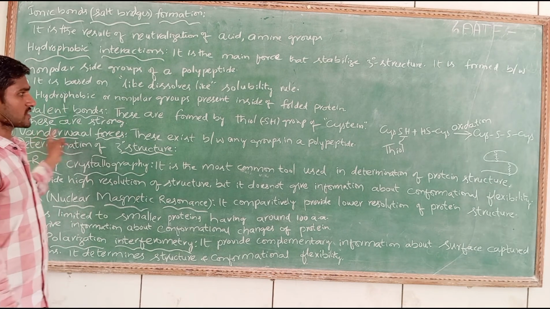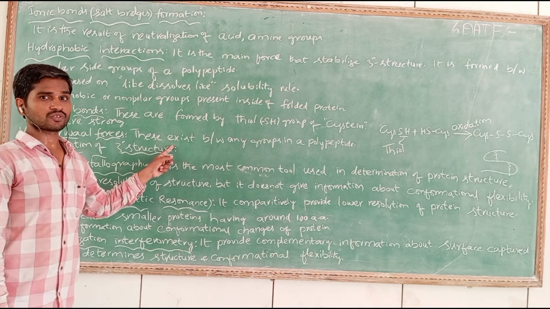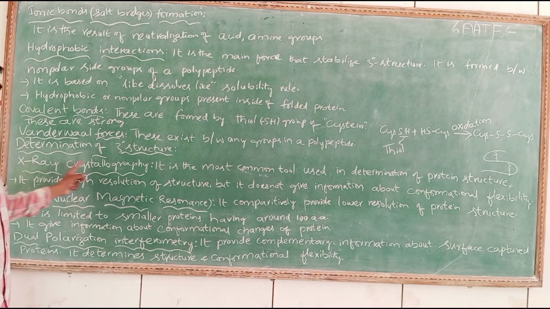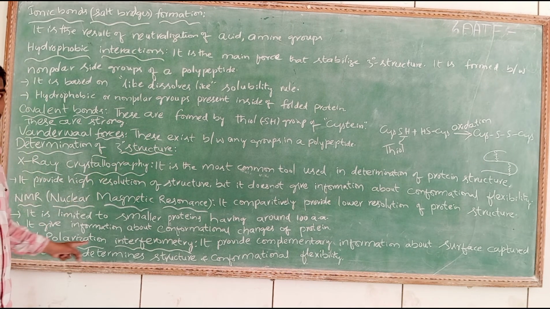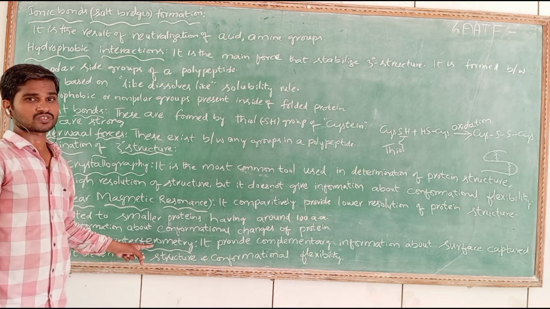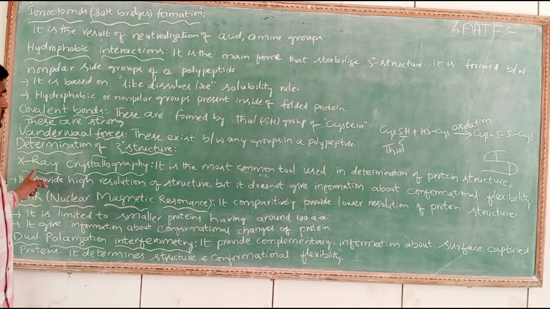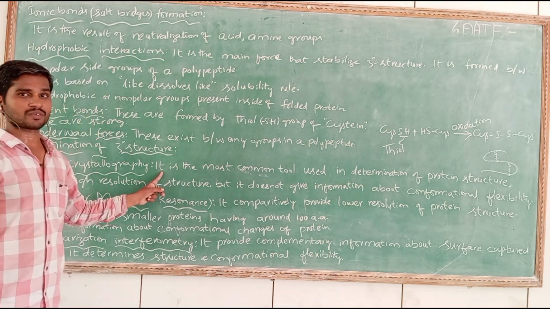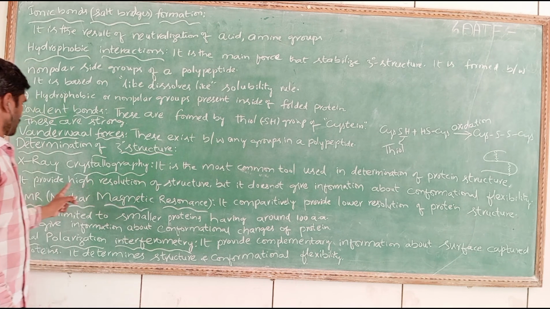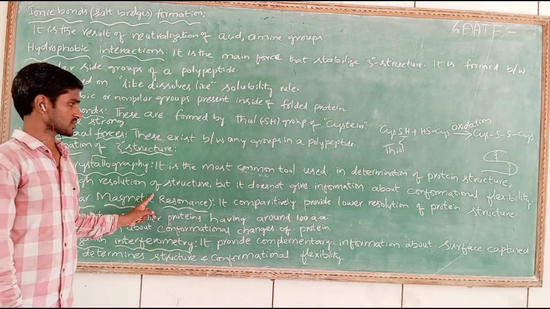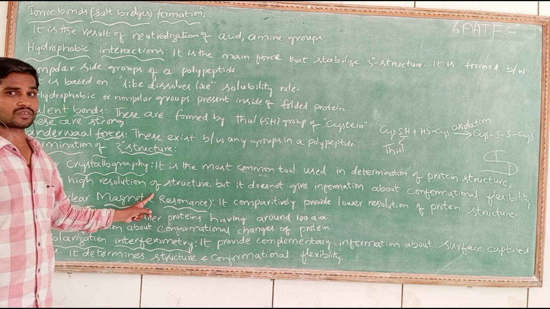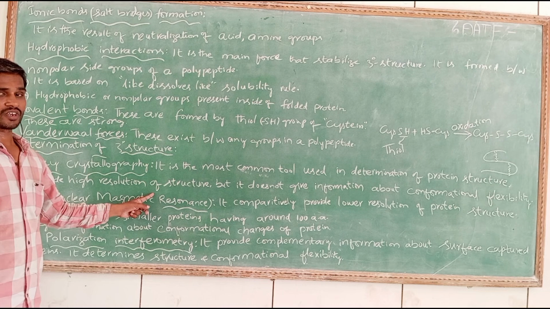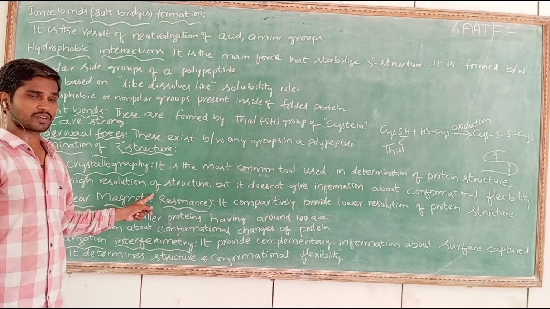The van der Waals forces exist between any groups in a polypeptide. For determination of tertiary structure, X-ray crystallography, NMR, and dual polarization interferometry are the three techniques generally used to determine the structure of proteins. X-ray crystallography is the most common tool used, and it provides high resolution of the structure, but it doesn't give much information about the conformational flexibility that takes place in a polypeptide due to environmental changes.